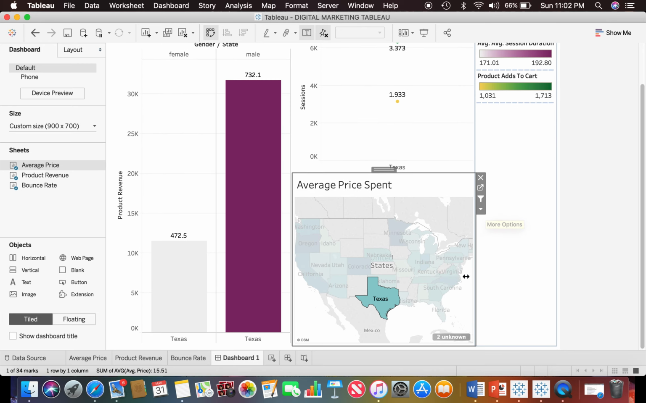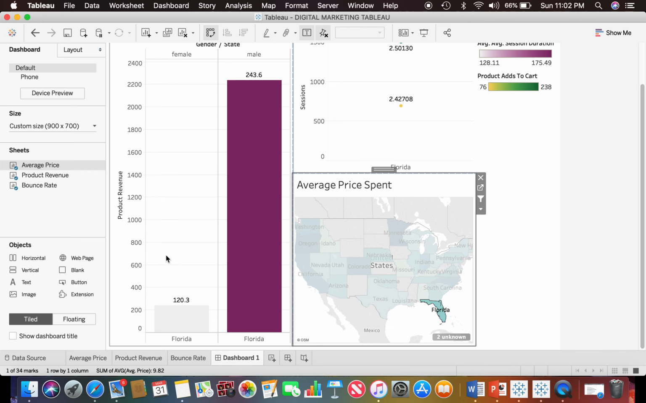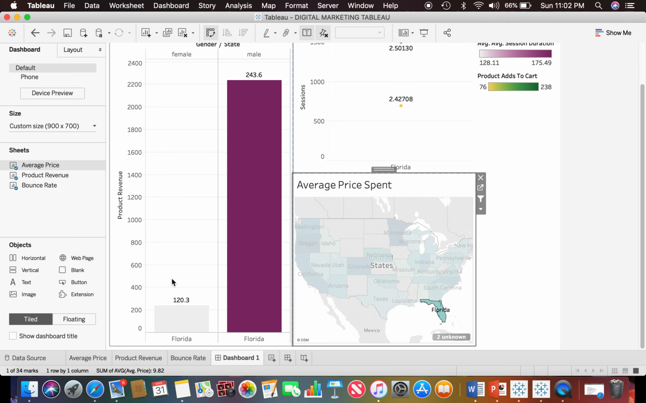Now we're going to move over to Florida. Florida even drops lower compared to Texas. As you could tell, the males tend to stay in the same spot, with very high product revenue compared to females, but the numbers do change. This is only $2,200 for product revenue compared to the other two states, Texas and California, where their numbers were a lot higher.